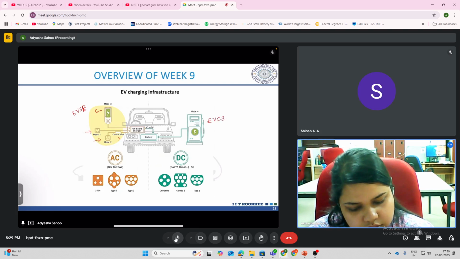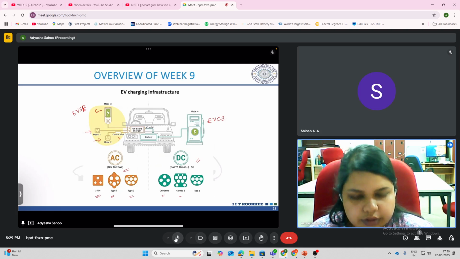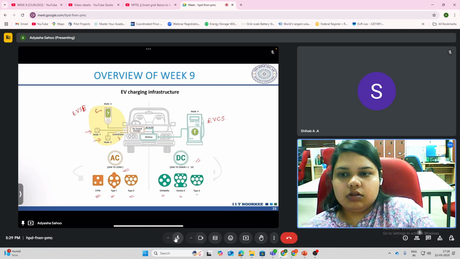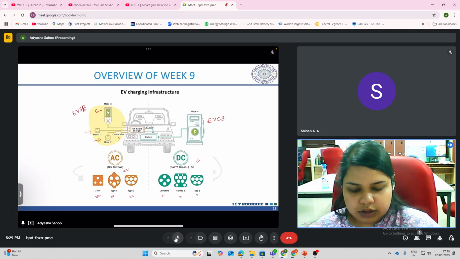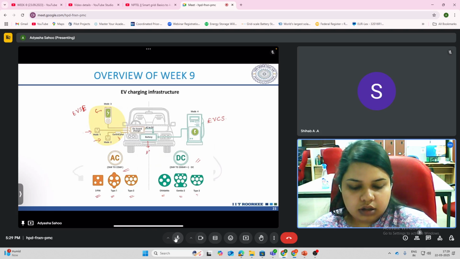And again, it can be of AC type or DC type. And depending upon this, you can see the architecture of the plugs is different. Since the battery will be charged using DC power, if you use a DC charger, it will result in faster charging.